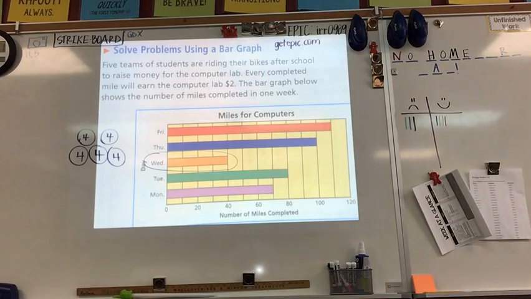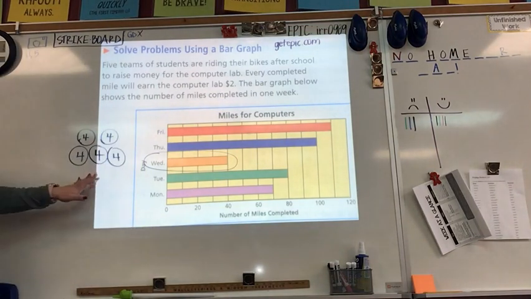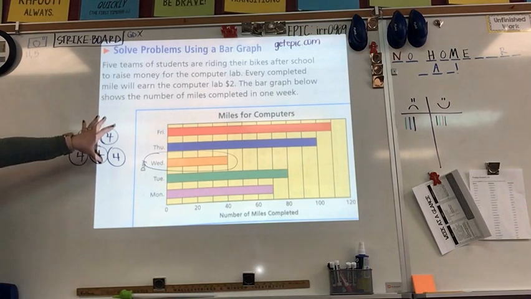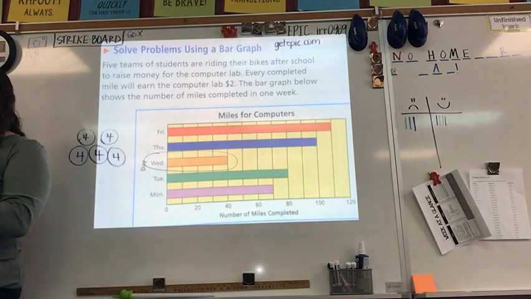Let's see. First of all, if each team has 4 students and there's 5 teams, how many total students are there, friends? 5 groups of 4, or 5 times 4 is 20. So you're saying there's 20 kids. 20 students, and all together they rode 40 miles. You have to figure out how many miles each kid rode then.